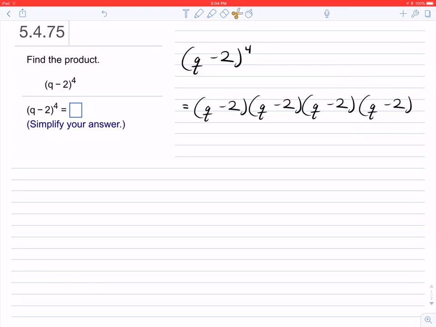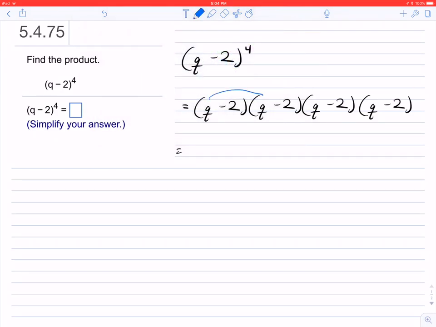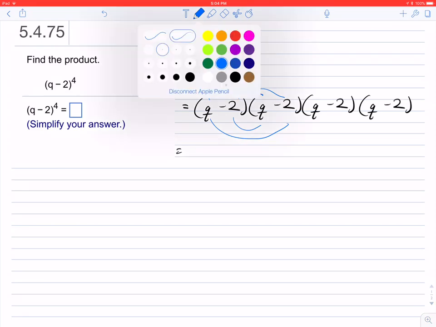Basically all you would do is multiply. It's FOIL. So let's just do 2 for now. Let's look at the first 2. If we FOIL the first 2, which is first, outer, inner, and last, we want to multiply those, then we can write the answer twice.